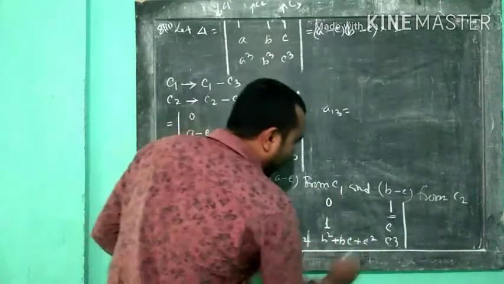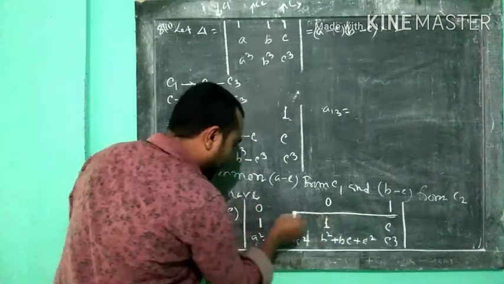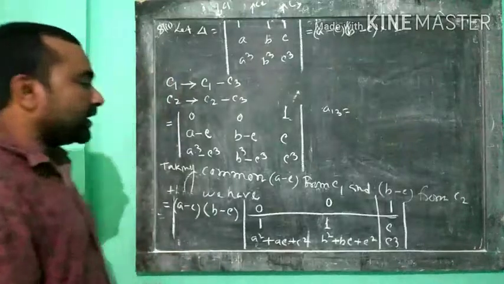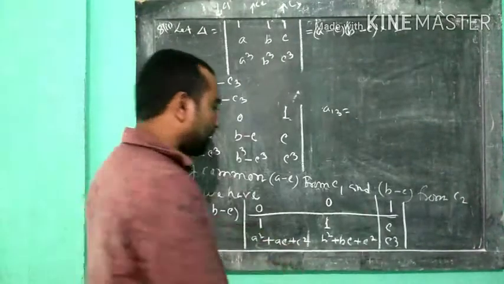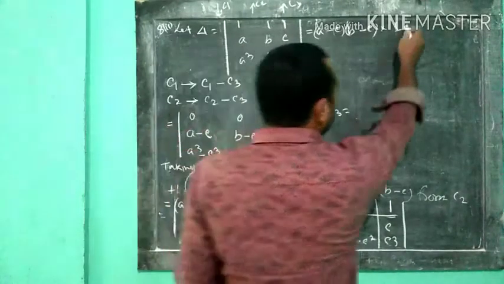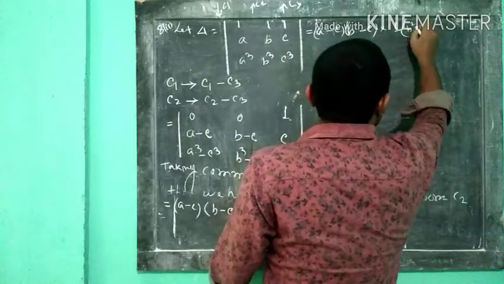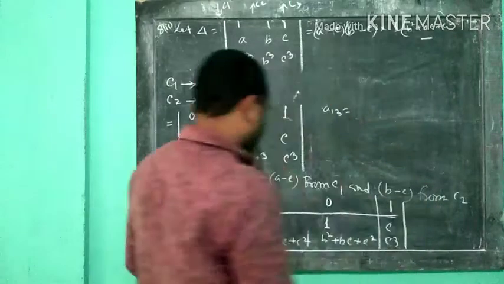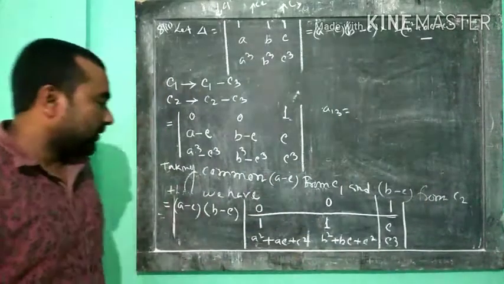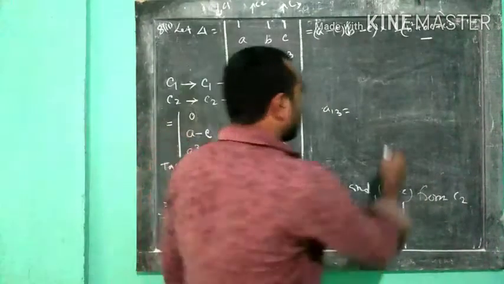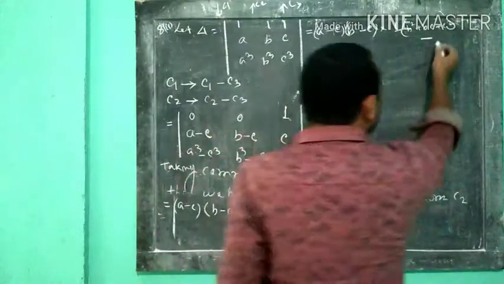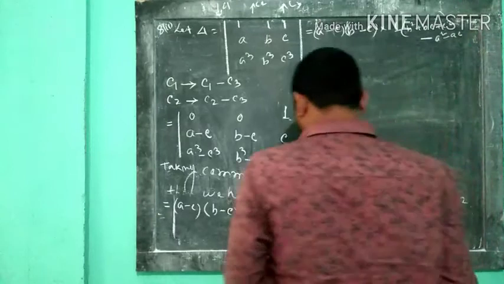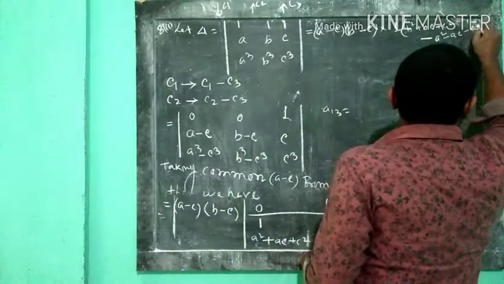So how do we get this? Expanding by cancelling the first row and third column, the remaining elements are: 1 into b square plus bc plus c square, and minus this into this, a square plus ac plus c square. That is minus, and multiplying gives minus a square minus ac minus c square.